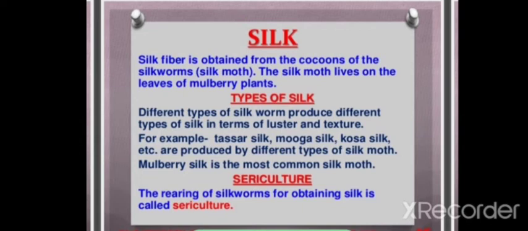There are different types of silk, which include tussar silk, muga silk, and kosa silk. They are produced by different types of silk moth. The type of silk differs on the basis of luster and texture. Mulberry silk is the most common silk. The rearing of silkworms to obtain silk is known as sericulture.